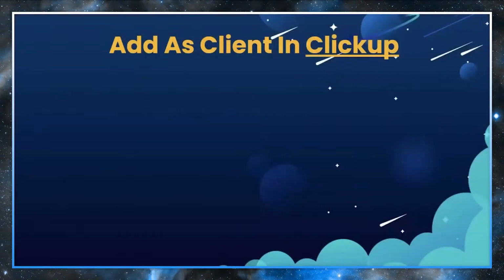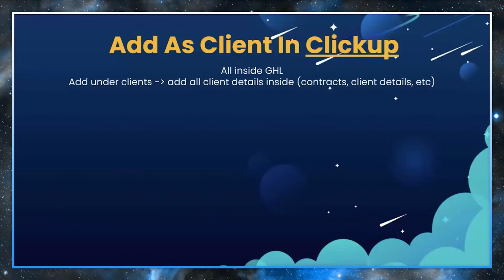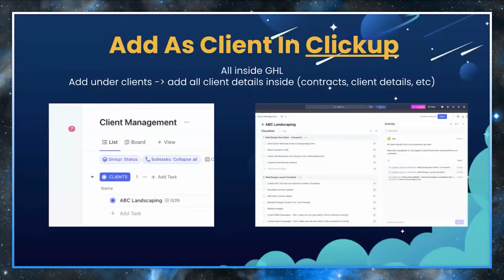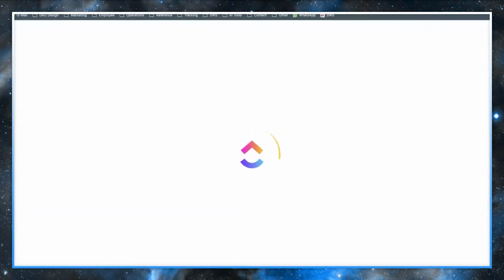Okay, now you're going to add this client inside of ClickUp. So what is ClickUp? ClickUp is a tool that we use to manage everything. I'm going to show you that in a second. And you're going to add in all of the details. So once you open it up, you're going to have a tab that says client management. And then once you actually open that client, you'll have all of the checklists. Let me show you an example of how this is going to look.